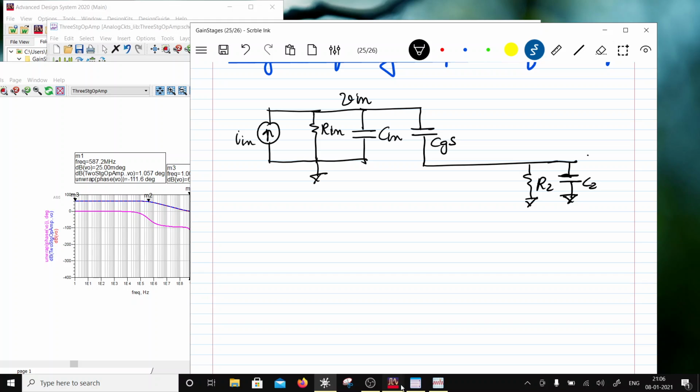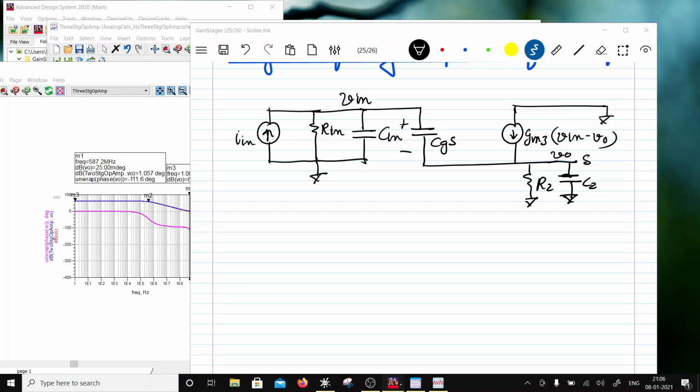Okay, and this is going to be my source, right? And the drain side, I am going to pull out a current here. So if this voltage is VO, then this is going to be GM3 times (V in minus VO). So this would be the current which will be flowing in, and this will be grounded.